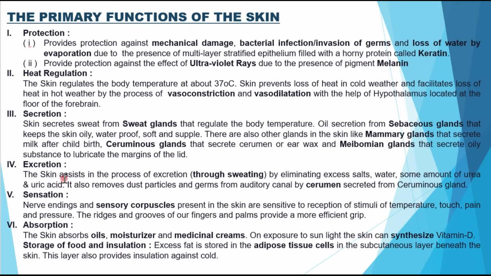It also assists in excretion. The process of excretion or removal of nitrogenous waste is through sweating, like I told you, eliminating excess salts, water, and some amount of urea and uric acid. And it also removes dust and germ particles with the help of cerumen, secreted by the ceruminous glands. Then skin serves as a major sensory organ because the nerve endings and sensory corpuscles present in the skin are sensitive to the reception of stimuli: temperature, touch, pain, and pressure.